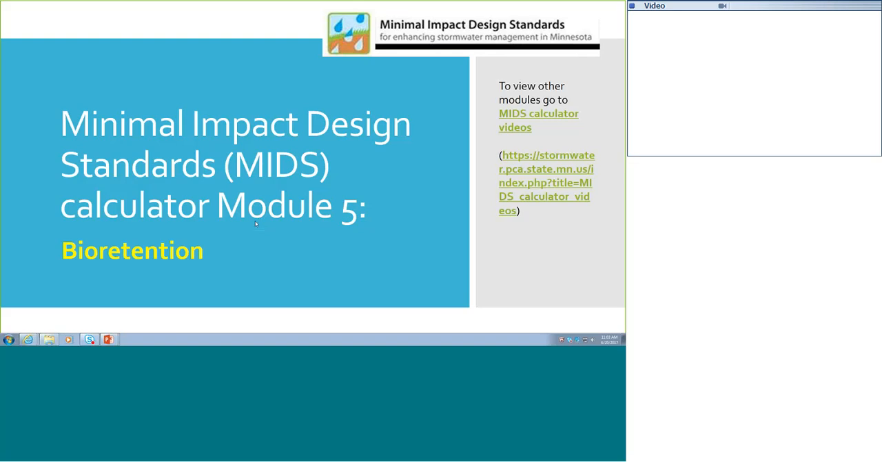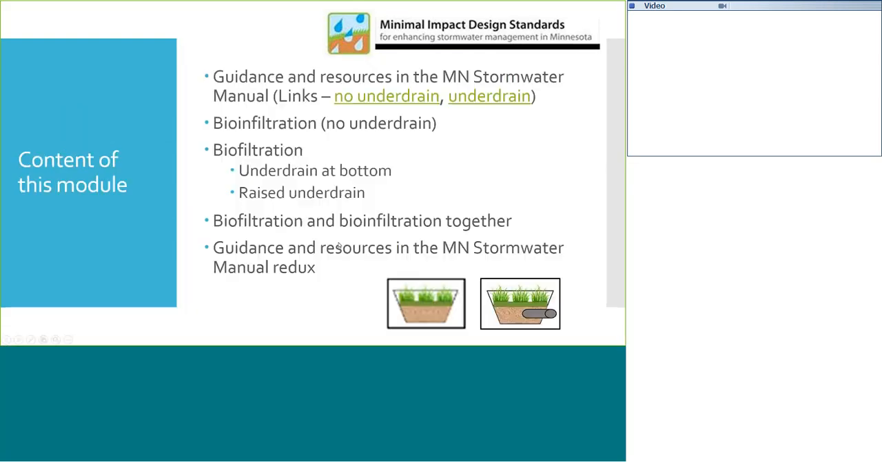In this module, we will be covering bioretention, as I said. Fairly lengthy module because we'll be going through a number of examples. First, I'm going to go to the guidance and resources in the Minnesota Stormwater Manual. There are two basic BMPs in the calculator for bioretention, one with no underdrain and one with an underdrain. We're going to be covering both of those in this module.